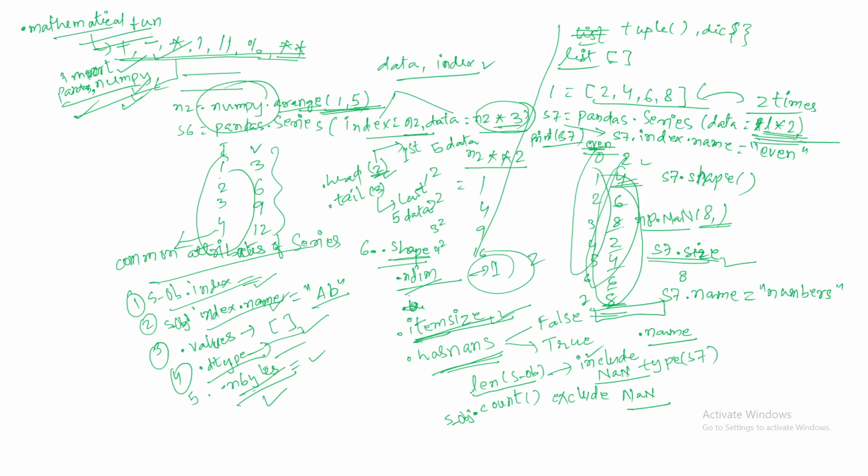Len and count: len includes the missing values, whenever it counts it counts all the elements including missing values, but count will exclude them. Okay, so this major difference you just remember in both.